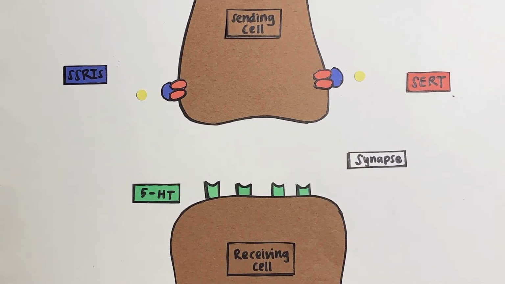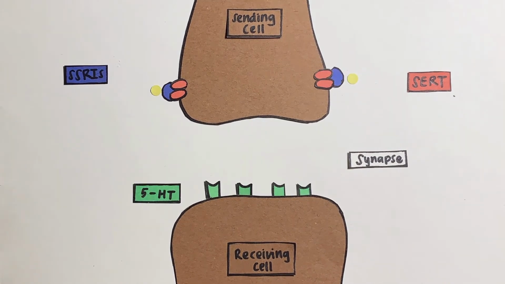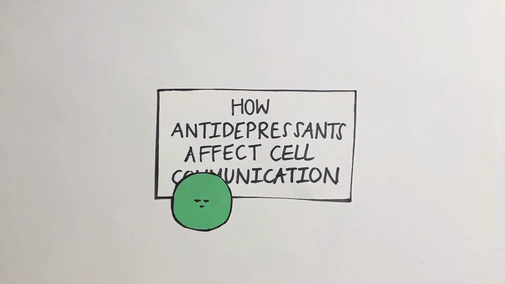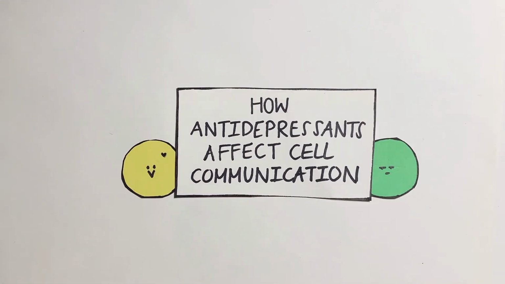However, when SSRIs are involved, they act as an inhibitor to SERT, blocking its reabsorption. Therefore, as serotonin builds up, normal communication between cells can resume and symptoms of depression may improve. This is how the antidepressant SSRIs affect cell communication.